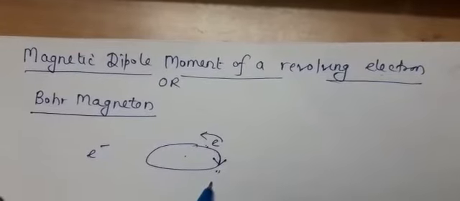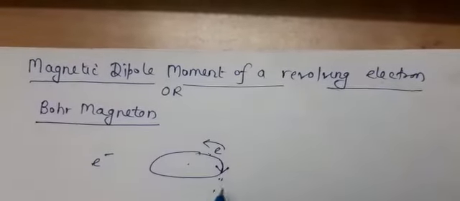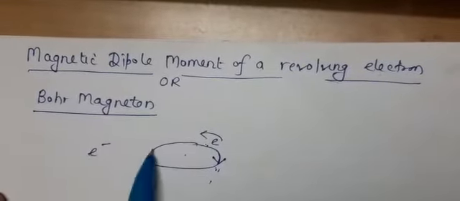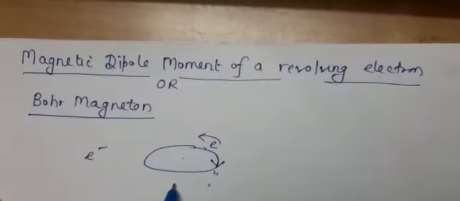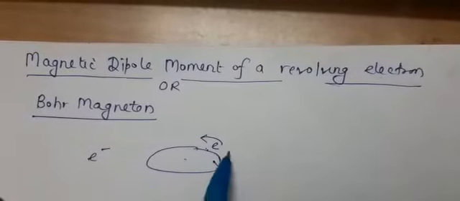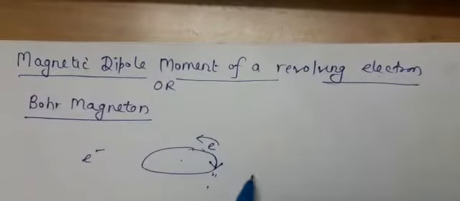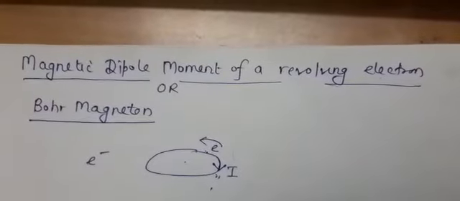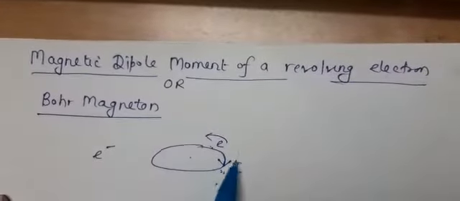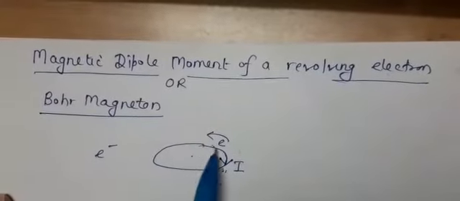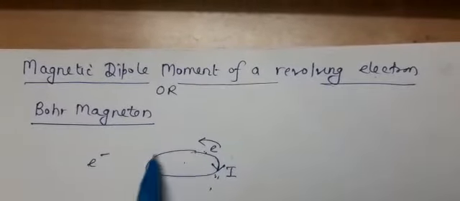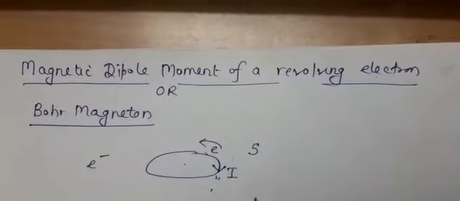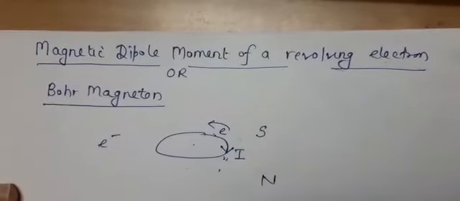As we discussed in my previous video, when the electron is moving, correspondingly the loop will have current flowing in that direction. If the electron is moving in the anti-clockwise direction, then the current in the loop is in the clockwise direction. Now if the upper face of the loop has clockwise current, south polarity develops there, and the lower face will have north polarity.